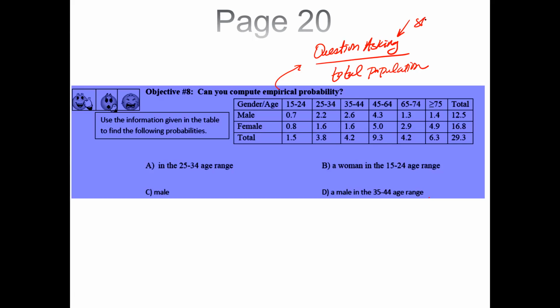This number on top is always smaller, and the number over here on the bottom is generally always bigger. Okay, it should be that way anyways. So what is the probability of somebody being in the 25 to 34 age group?